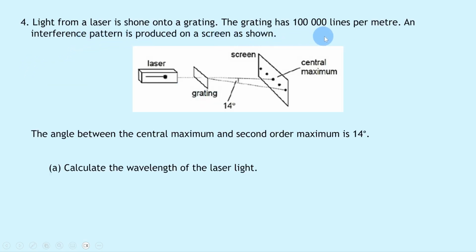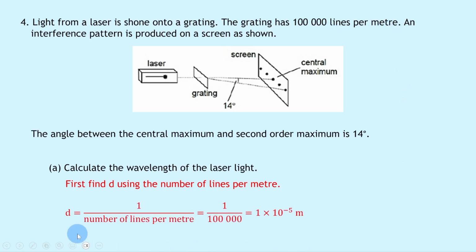The grating is 100,000 lines per meter. An interference pattern is produced on a screen as shown. The angle between the central maximum and second order maximum is 14 degrees. Part A says to calculate the wavelength of the laser light. Well, first we want to find the slit separation d using the number of lines per meter. So we don't need to multiply by 1000 here, remember, because we've not got number of lines per millimeter, it's number of lines per meter. So we don't have to do as much work.